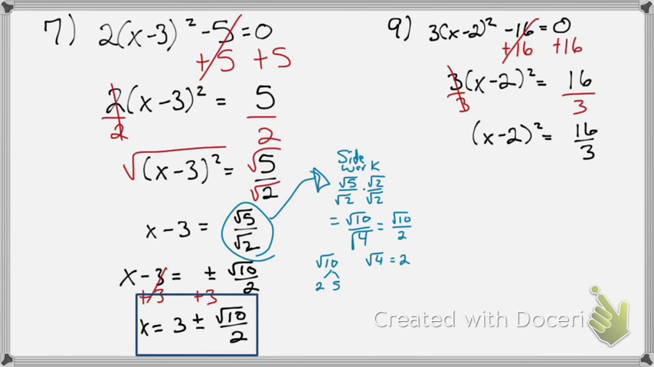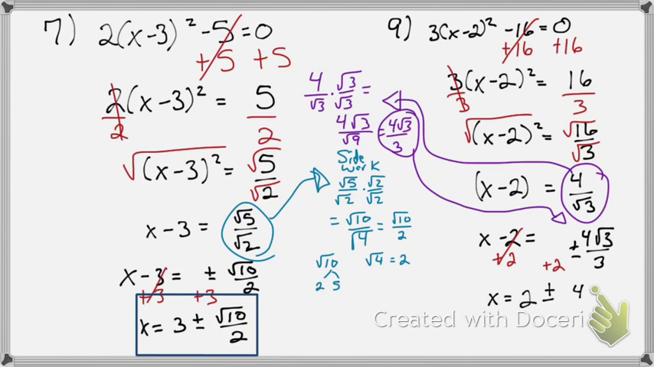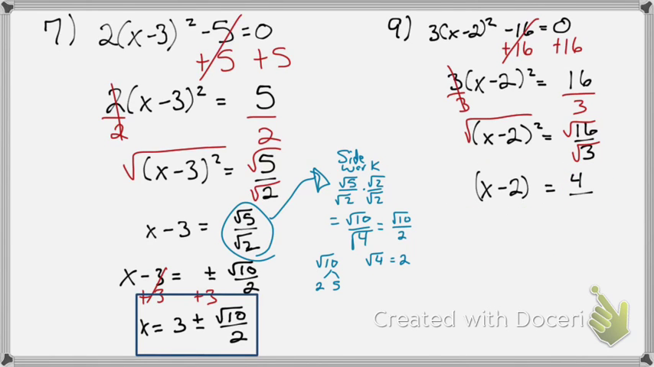Now we need to get rid of our square by taking a square root. So when we do this one, we've got x minus 2 is equal to 4. Okay, my computer just glitched there. And so we've got 4, the square root of 16 is 4, but the square root of 3 is just the square root of 3. So again, we need to take that to the center and do a little bit of side work. 4 over square root of 3.